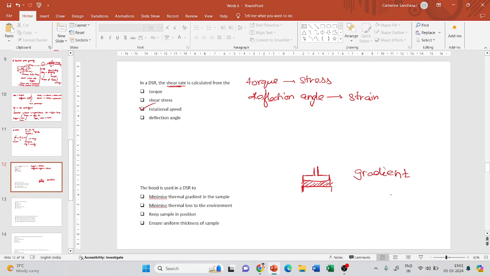A change in the parameter is gradient, right? And what is thermal gradient? A change in temperature across the height of the sample is thermal gradient. Now, if the sample is heated only from the bottom, then there are chances of thermal gradient in the sample.